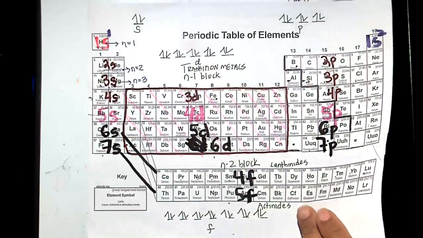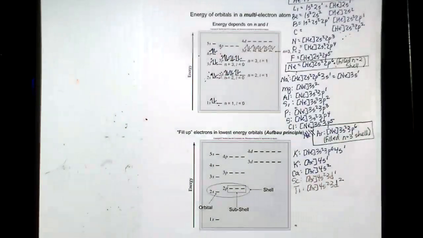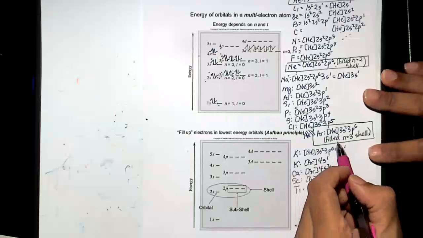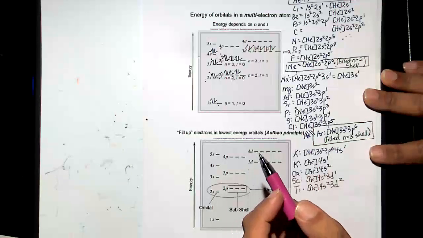So there's one more thing I want to talk to you guys about, and then we'll wrap up this chapter and start our review for next Thursday's exam. We went all the way up to here, so we have a filled n equals 3 shell.